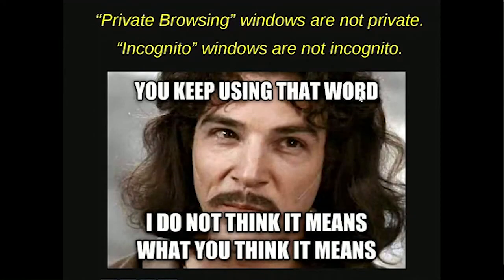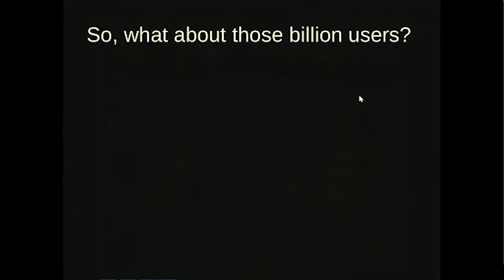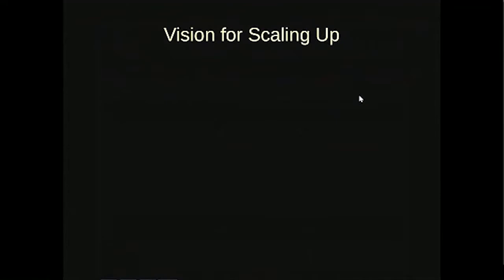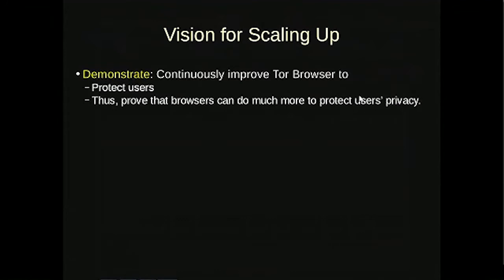And I think that's really important: if we're going to protect people's privacy, then we should actually be trying to fulfill their expectations. So what do we do for those billion users? I think we should fix private browsing mode in all browsers. So how do we scale up from tiny Tor browser to the major web browsers? The first stage is that we need to keep improving Tor browser to protect users and use that to demonstrate that browsers can do much more to protect users' privacy.